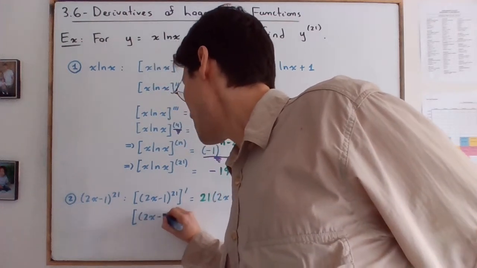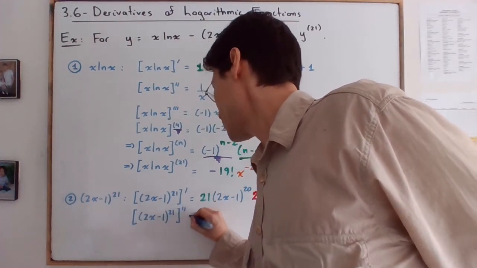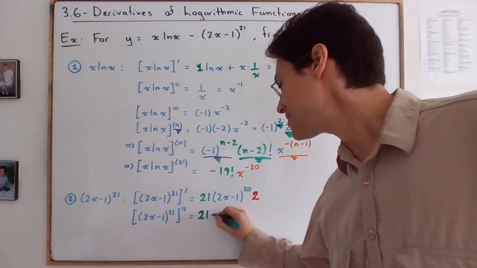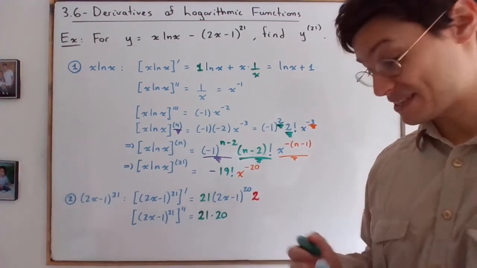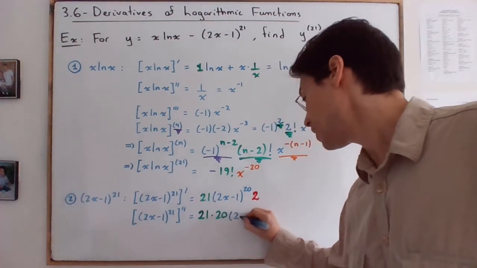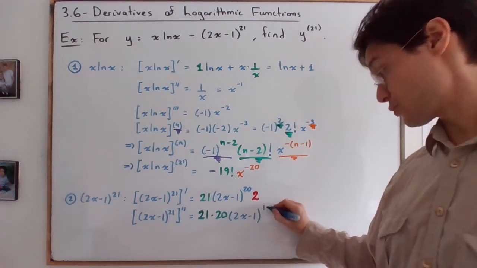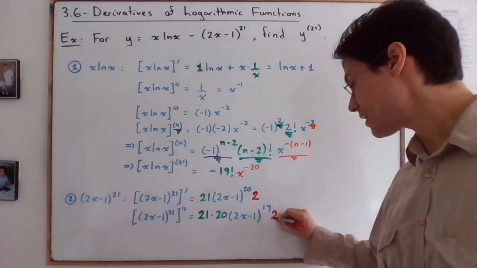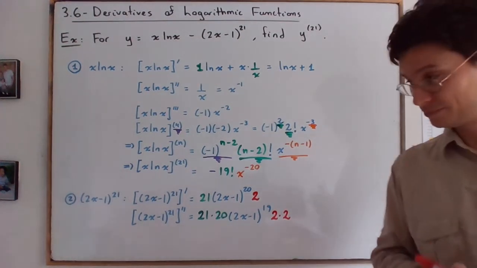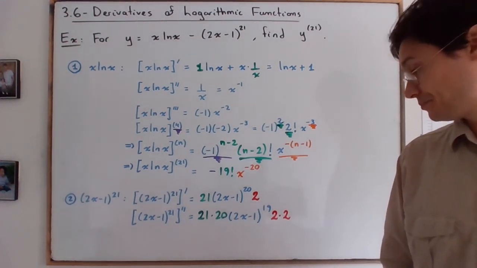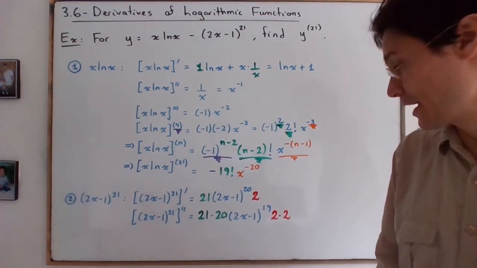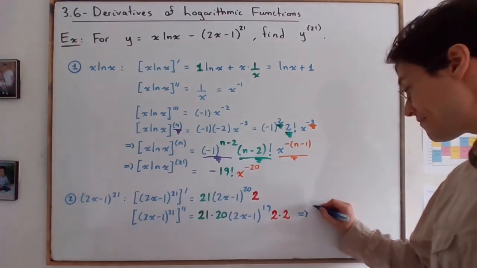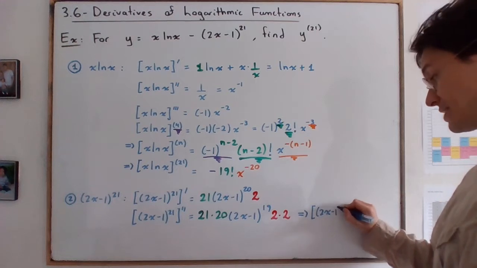Now, if you take another derivative, okay, so the second derivative, here's what will happen. You still have this 21, but now it's going to be accompanied by the 20 that drops down. The exponent of 2x minus 1 will decrease by 1, so it will become 19. The 2 is going to be there, but it's going to be accompanied by another 2.